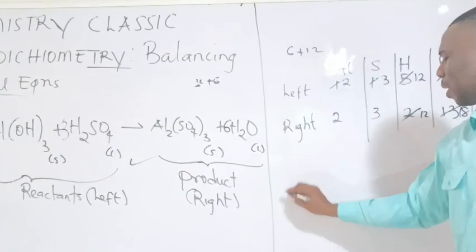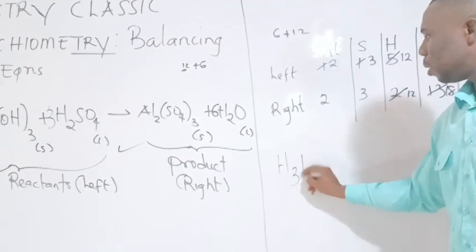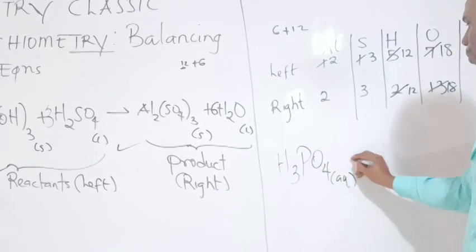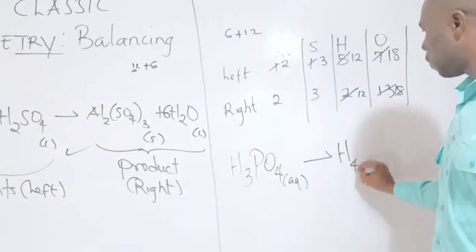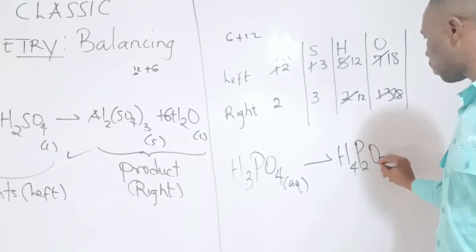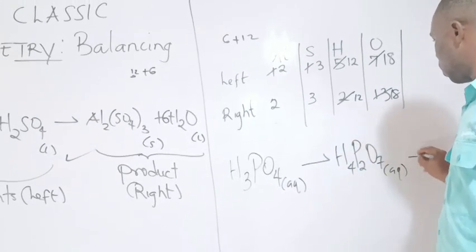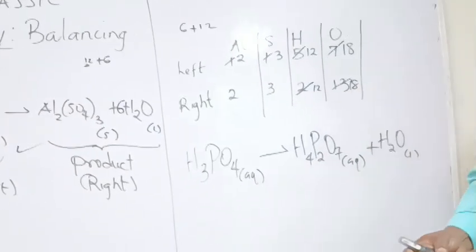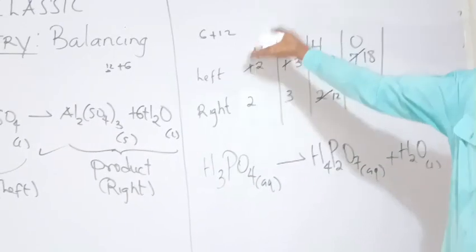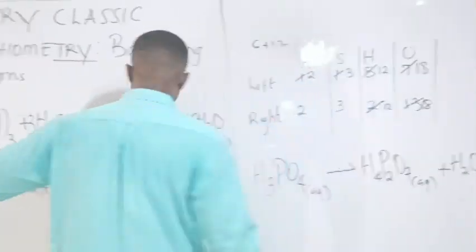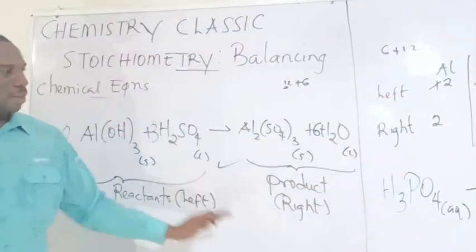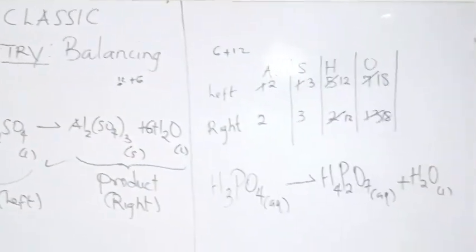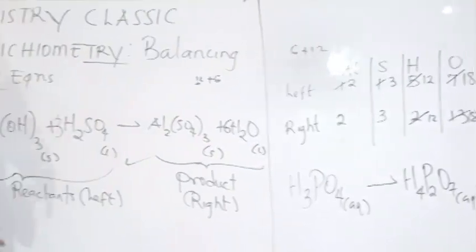Let's say for example we have H3PO4 aqueous decomposes to P2O7 aqueous, then plus H2O liquid. So how do I get this balanced up? Just still the same with the same procedure.